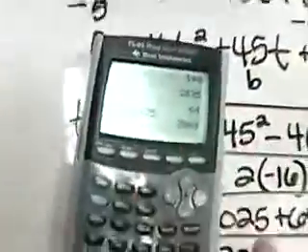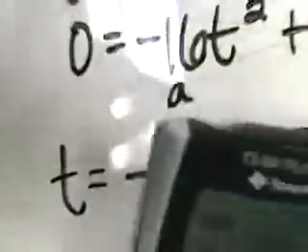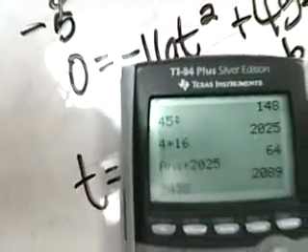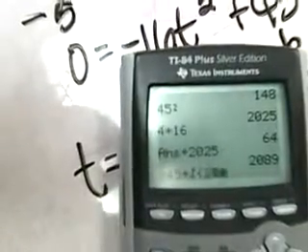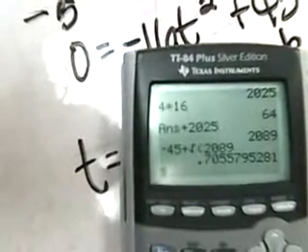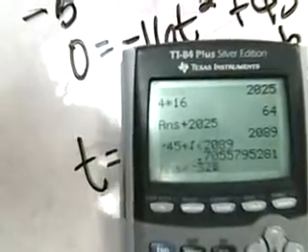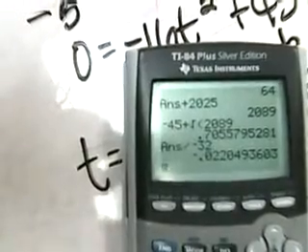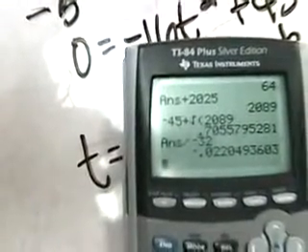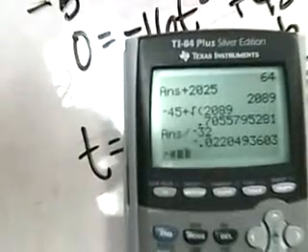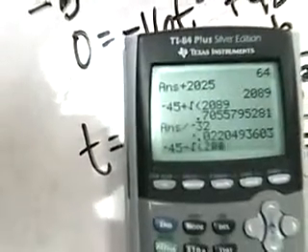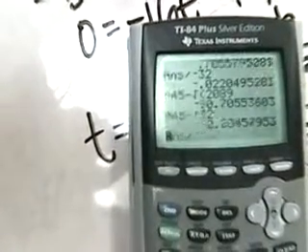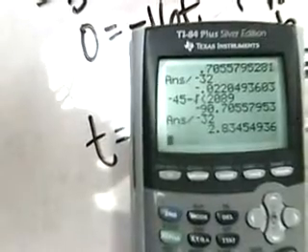Okay, well, let's use our calculator. Okay, so I'm going to do negative 45 plus square root of 2089. I hit enter, and then I hit divided by negative 32. I get negative 0.02. Now I'm going to do the minus. Negative 45 minus square root of 2089 divided by negative 32. I get 2.83.